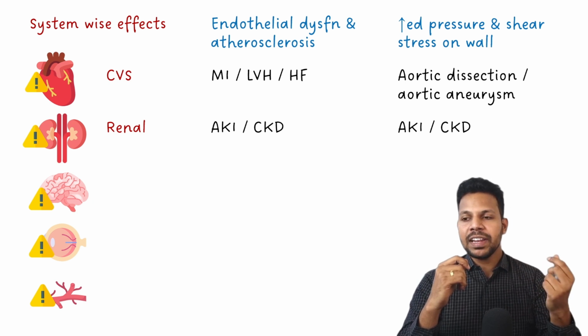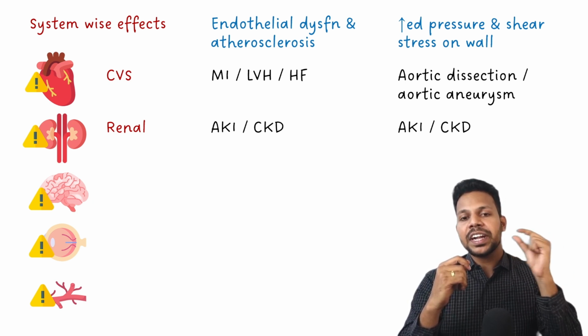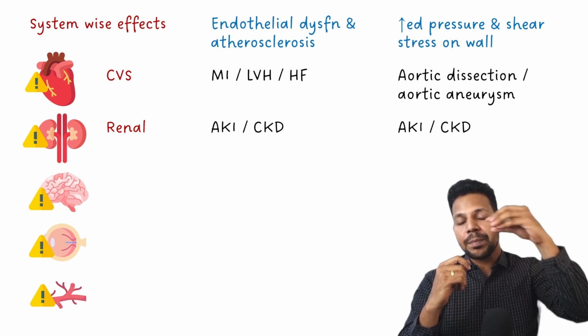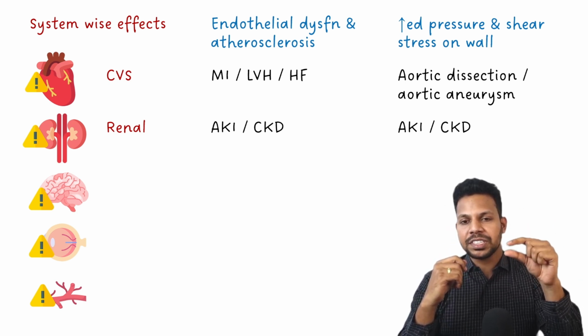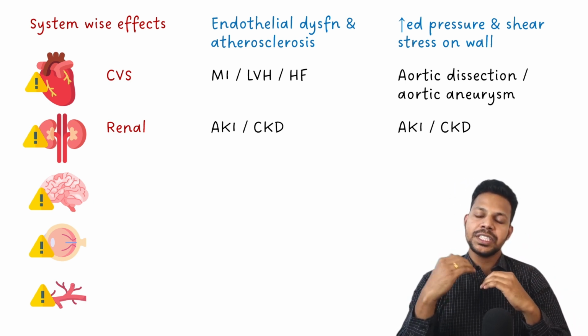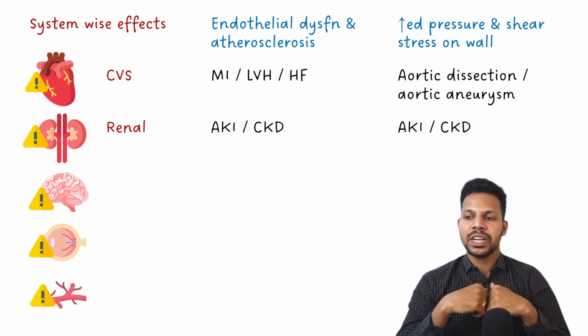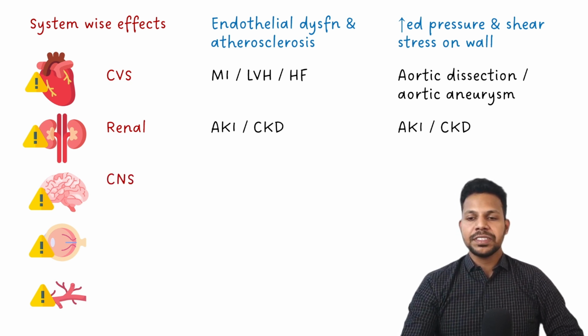What will it do? It will reflexly vasoconstrict the afferent arteriole, that is the vessel that is feeding the glomerulus. The afferent arteriolar vasoconstriction will result in reduced GFR when it is prolonged, and this reduced GFR will result in acute kidney injury and chronic kidney disease. The effect on the central nervous system.